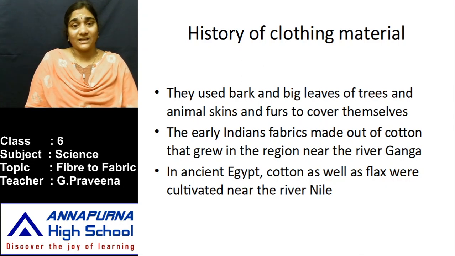But once people started to settle in agricultural communities, they started to weave grass and twigs into baskets, and they also used the fleece of animals. They twisted them together to make longer strands, which were woven into fabrics. The early Indians made fabrics out of cotton that grew in the region near the river Ganga. In ancient Egypt, cotton as well as flax were cultivated near the river Nile, and these two fibers were used to make fabric.